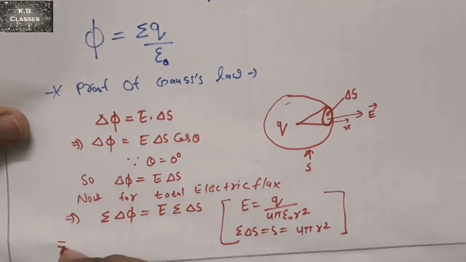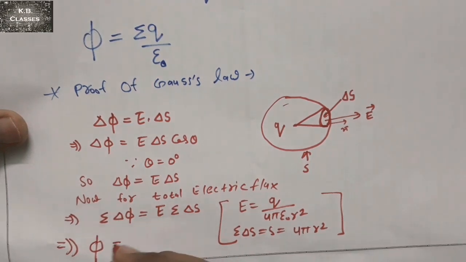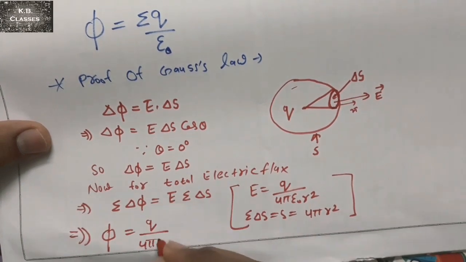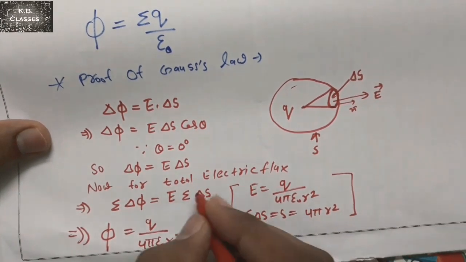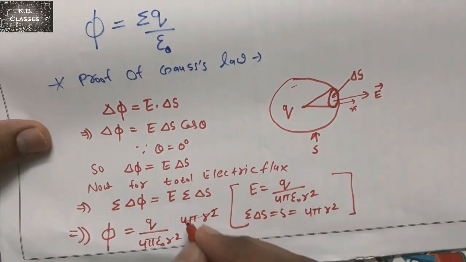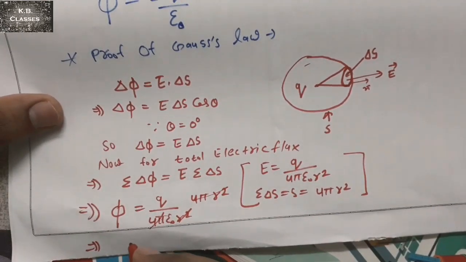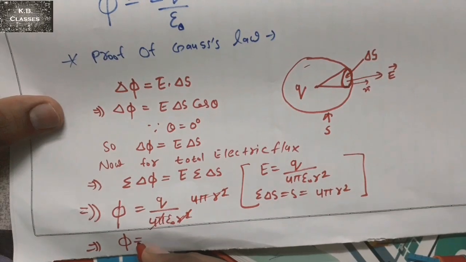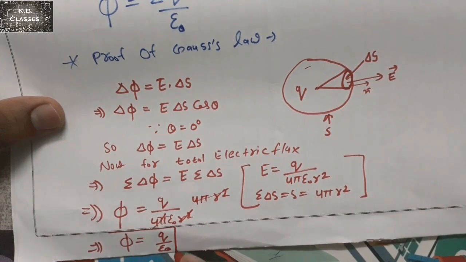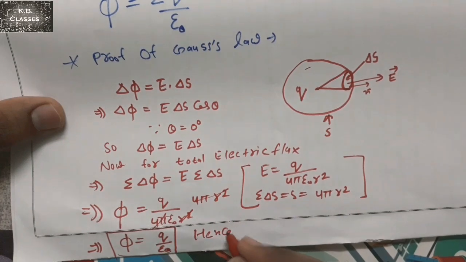Now putting this in, we get summation delta phi, replaced by phi, equal to E times summation delta s. E is q upon 4 pi epsilon naught r square. Now the value of summation delta s is 4 pi r square. The 4 pi r square cancel each other, and we get phi equal to q upon epsilon naught. This is our required formula. This is the proof of Gauss law. Hence proved.